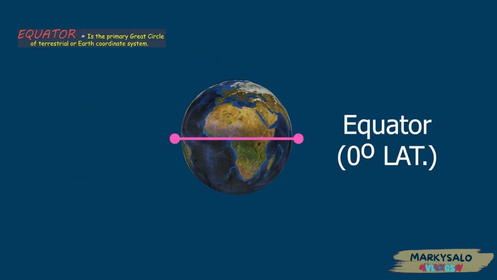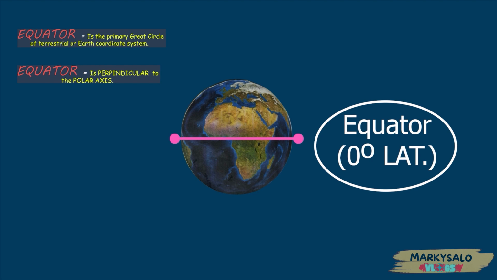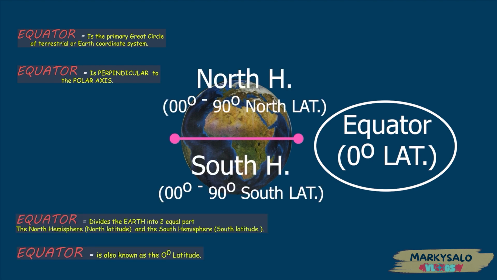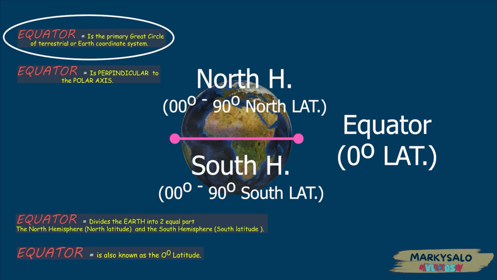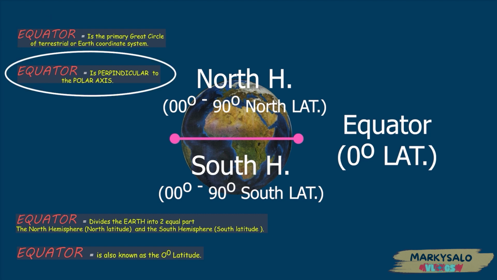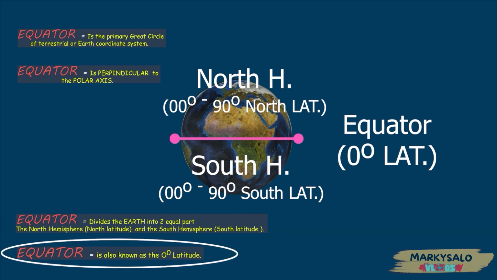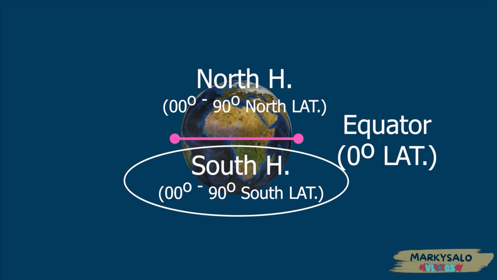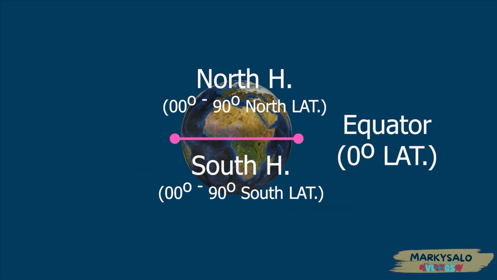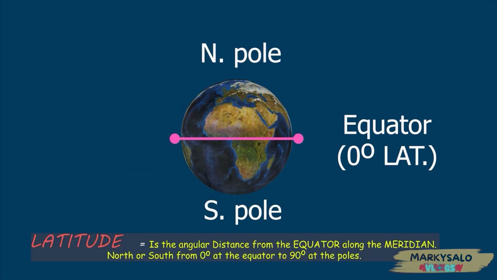Next in line is the equator, which serves as the primary great circle in the Earth's coordinate system. It is perpendicular to the polar axis and divides the Earth into two equal parts, the North Hemisphere and the South Hemisphere. The equator marks the point of 0-degree latitude and serves as the reference line for measuring distances on Earth.